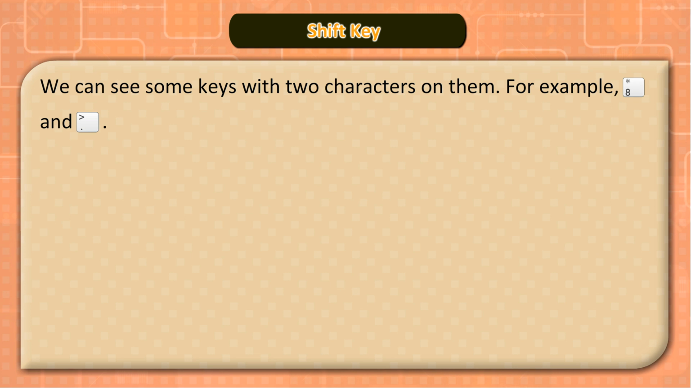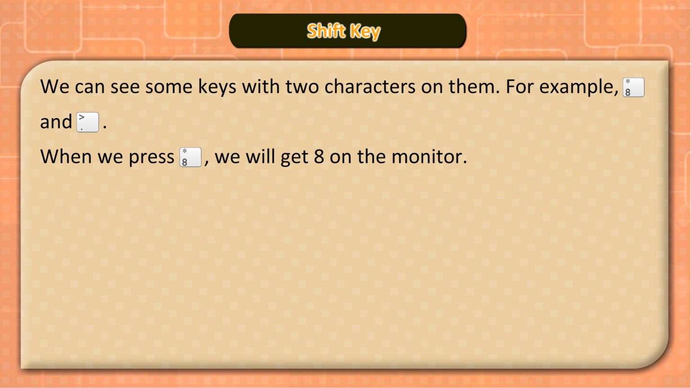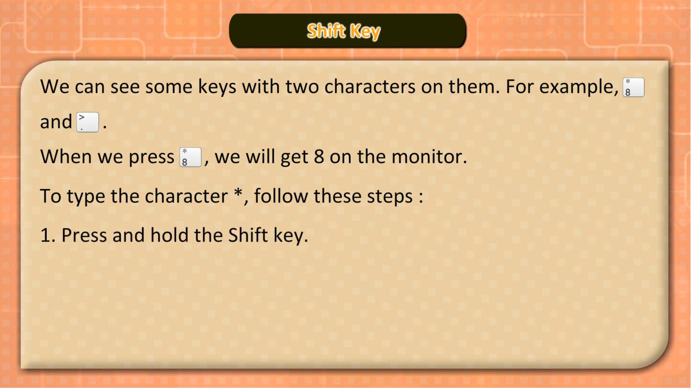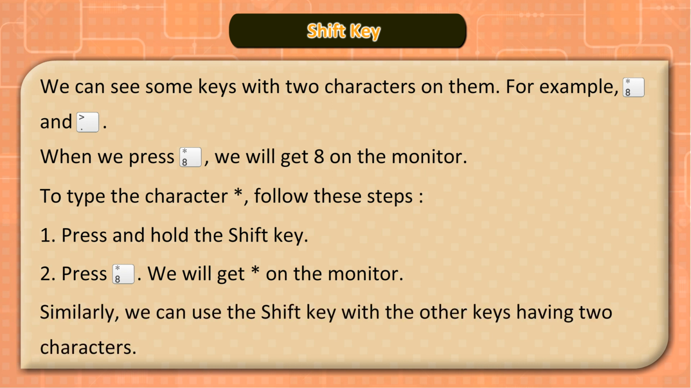Shift key. We can see some keys with 2 characters on them. For example, 8 and asterisk. When we press 8, we will get 8 on the monitor. To type the character asterisk, follow these steps. A. Press and hold the Shift key. B. Then press 8. We will get asterisk on the monitor. Similarly, we can use the Shift key with the other keys having 2 characters.